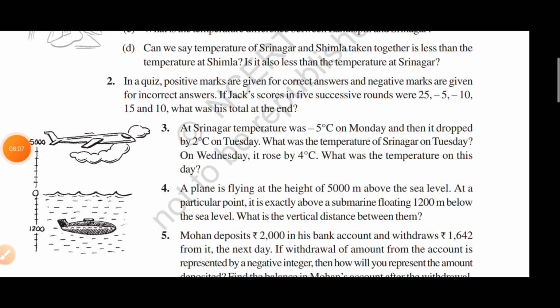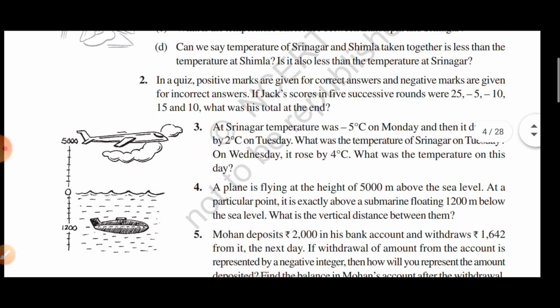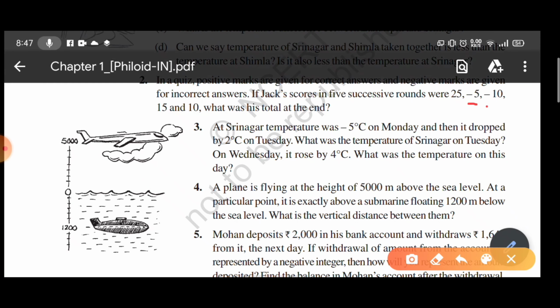Okay. What does the second question say? It says in a quiz, positive marks are given for a correct answer and negative marks for an incorrect answer. These are the scores that Jack has achieved in a particular test. You have to find the total at the end. So what you are required to do is check the signs ahead of the numbers. For example, minus 5, minus 10. When I add these two values, it will give me minus 15. Why? Because I simply add both the values and put the negative sign ahead of it.